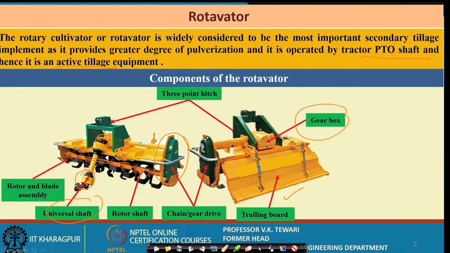So, this talks of the total assembly, and this is connected to the 3-point hitch. It is connected to the 3-point linkage, but the power is coming from the PTO only. For lifting and lowering only we are using the 3-point linkage. Let us go to the next slide.